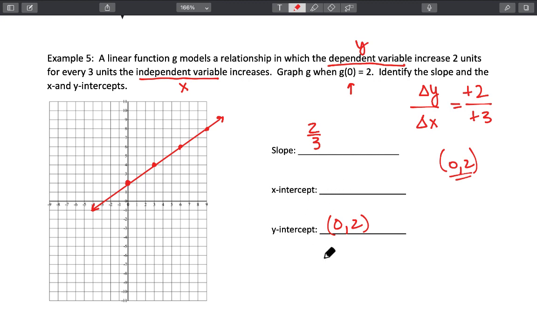Now, what about my x-intercept? Remember, to find your x-intercept, this is where y is equal to 0. So if we copy this back down, and we move now from right to left, if I come down 2, I have to move to the left 3, and you can see that it passes through that point, (-3, 0).